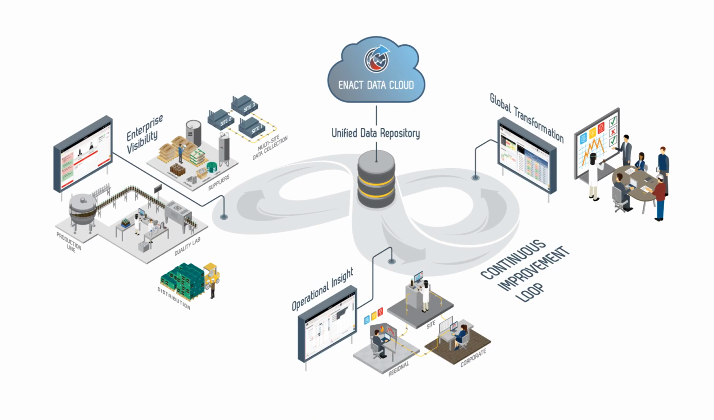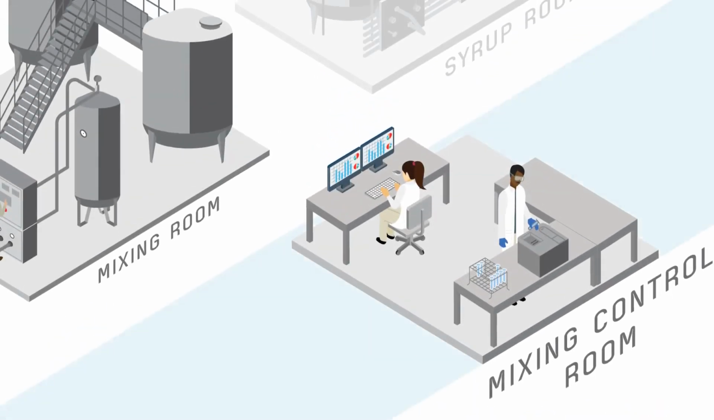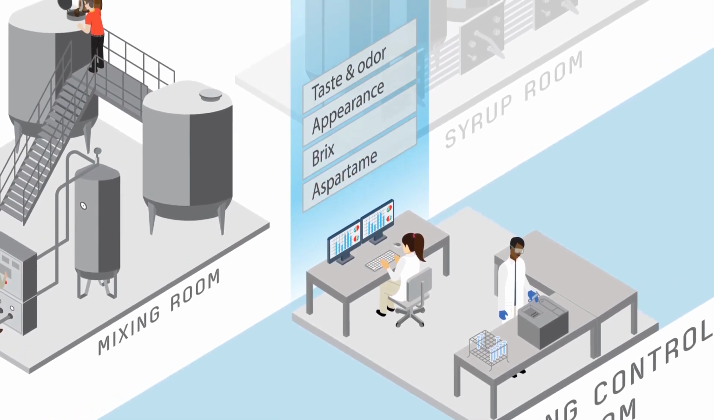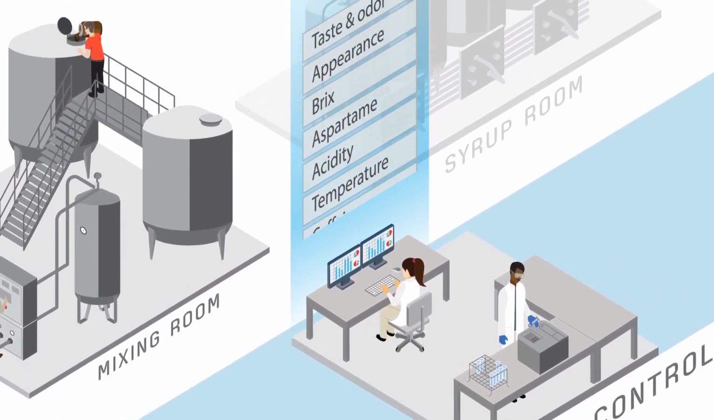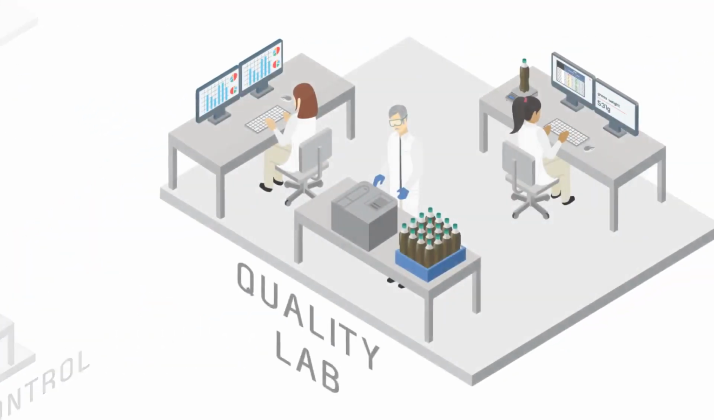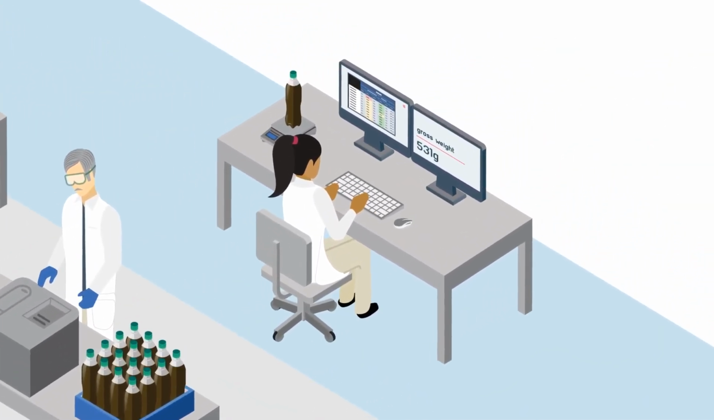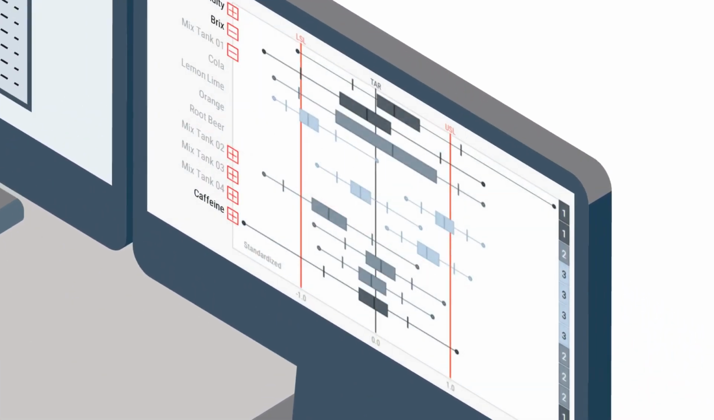The value of real-time statistical process control comes to life in the bottling environment, where product consistency must be continually monitored. With Enact, data isn't just collected in real time, it's also available in real time, so operators and quality personnel can immediately see and correct even small variances in the mixture.